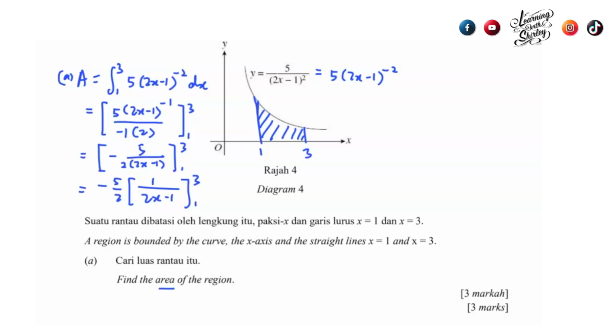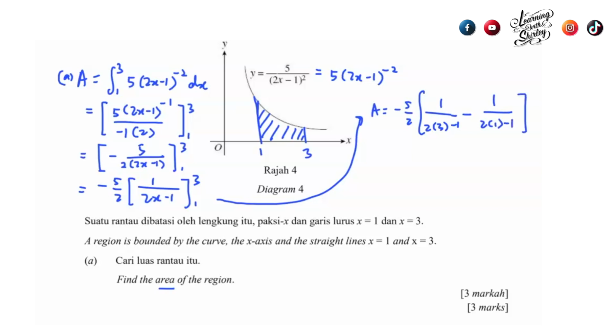And then you substitute the 3 inside. So I'm going to continue over here. So the area is negative 5 over 2. You substitute 3 inside, so it becomes 1 over 2 times 3 minus 1. And then you substitute the 1 inside, so 1 over 2 times 1 minus 1. So this is negative 5 over 2.